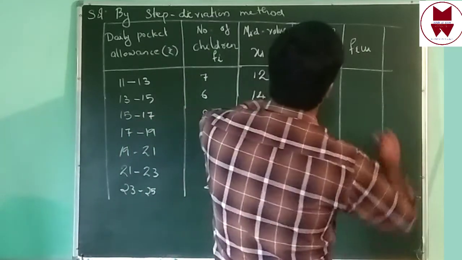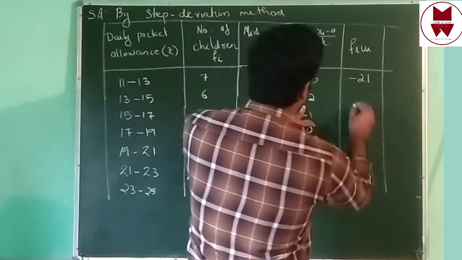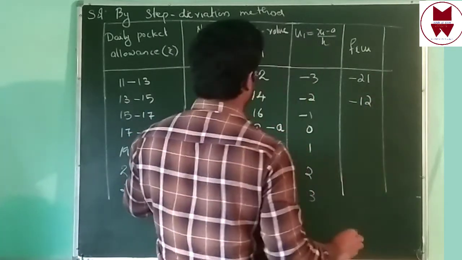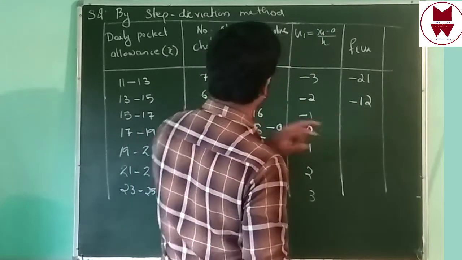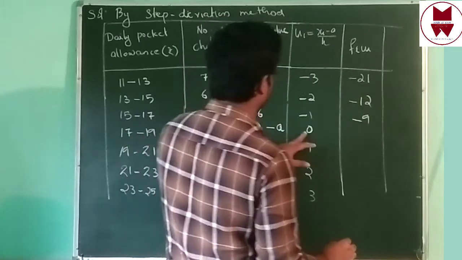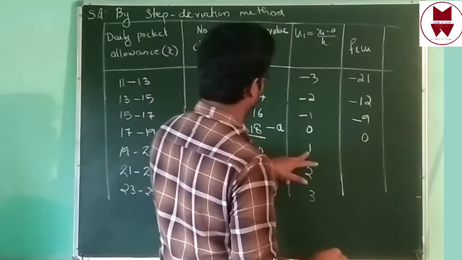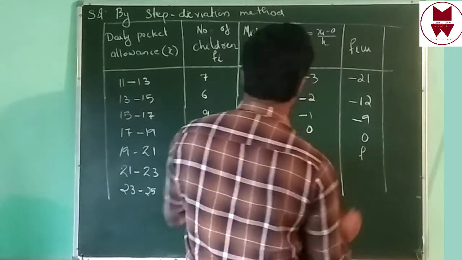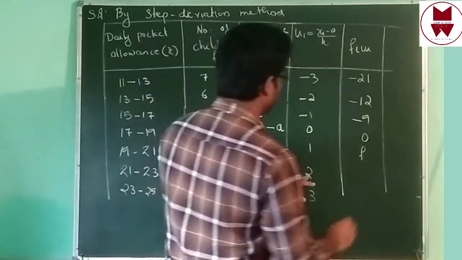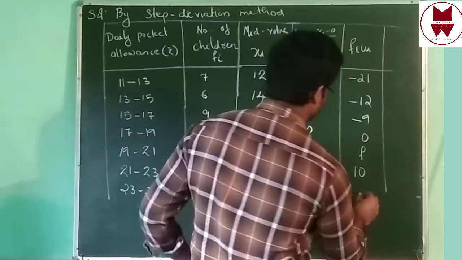7 into minus 3 is minus 21. 9 into minus 2 is minus 18... 6 into minus 2 is minus 12. 9 into minus 1 is minus 9. 13 into 0 is 0. Then f into 1 is f. 5 into 2 is 10. Then 4 into 3 is 12.